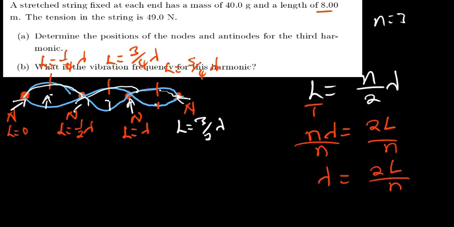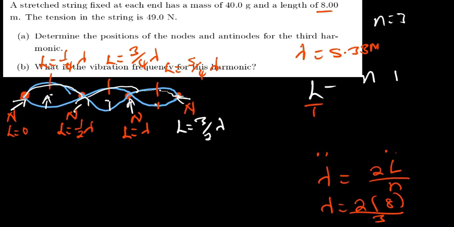So we have everything now. The length is 8, n is 3. So my lambda will be equal to 2 times 8 divided by 3. That is 5.33 meters. So if 5.33 is my lambda, then I can now find the position.